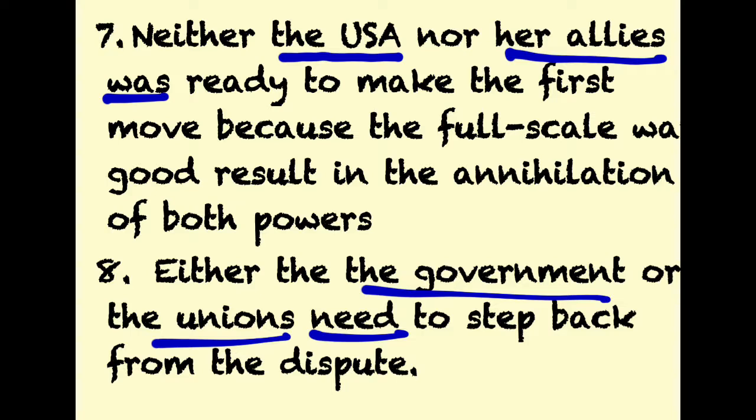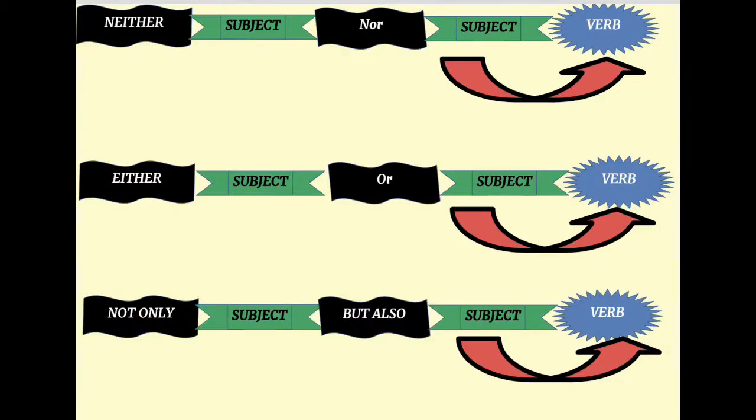Sentence number 7. Neither the USA nor her allies. Now the verb must agree with the nearest one. Why? Because there is a rule: neither nor, either or, not only but also. So go back to the sentence.